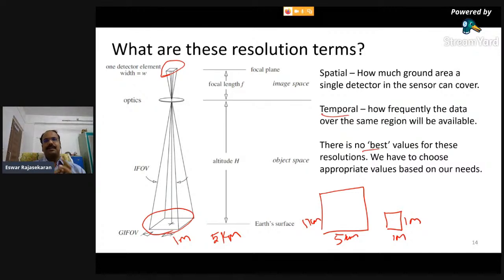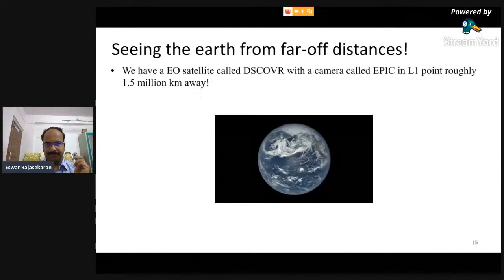So the requirement of spatial and temporal resolution depends on the applications in which we work. There is no hard and fast rule to tell this is the best spatial resolution and this is the best temporal resolution. We have to judiciously choose what resolution we need for our own applications.